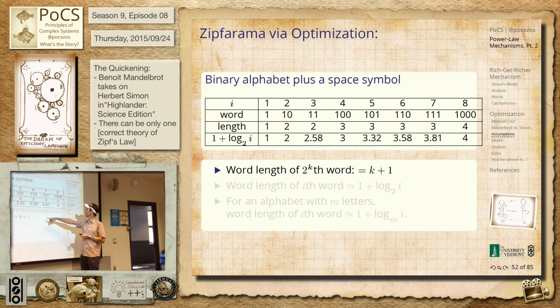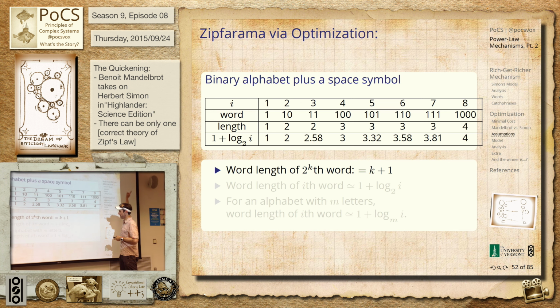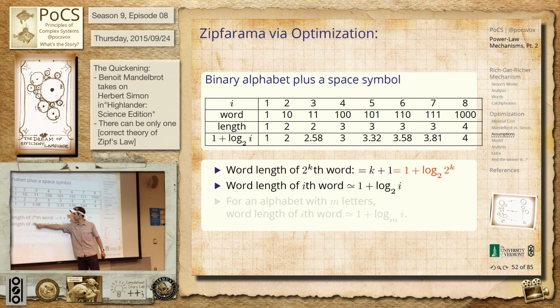So the word length of the 2 to the k-th word, right out here, is k plus 1. And we can write that as 1 plus log 2 of 2 to the k. Log 2 of 2 to the k is k, log 2 of 2 is 1. So that's a way of bringing the log back in there. And this is the 2 to the power of k, that's the index. So more generally, the ith word is roughly 1 plus log 2 of i. We're just replacing this with i.